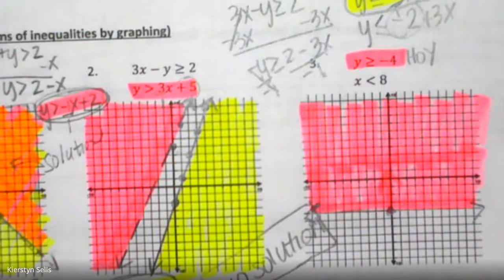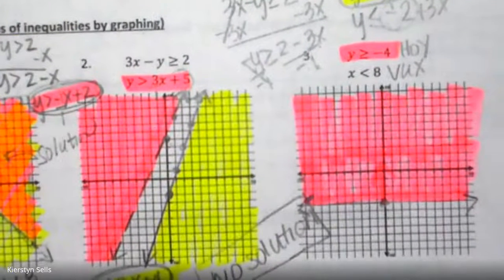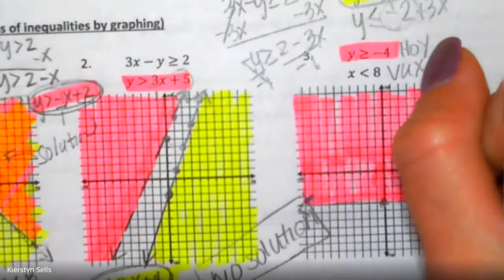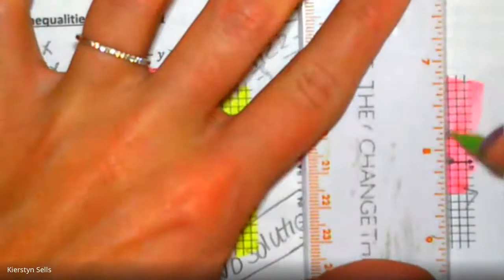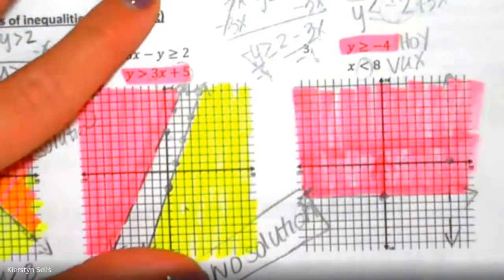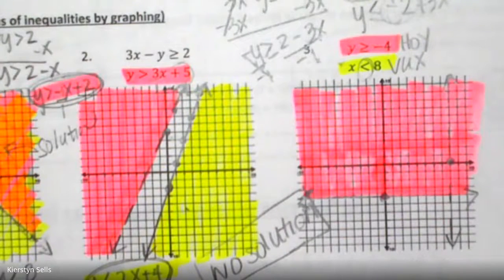All right, the next one, Hoy or Bucks? Bucks, it has an x. So is this one vertical or horizontal? Vertical. 1, 2, 3, 4, 5, 6, 7, 8. Solid or dashed? What's it equal to? It is solid. And then less than.